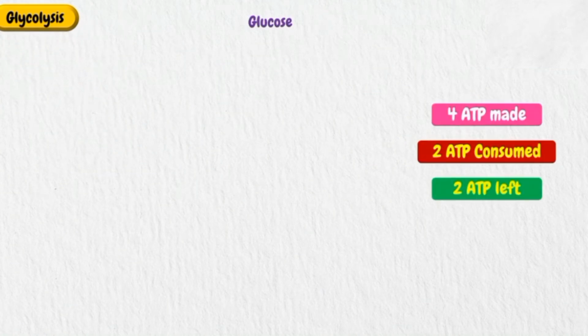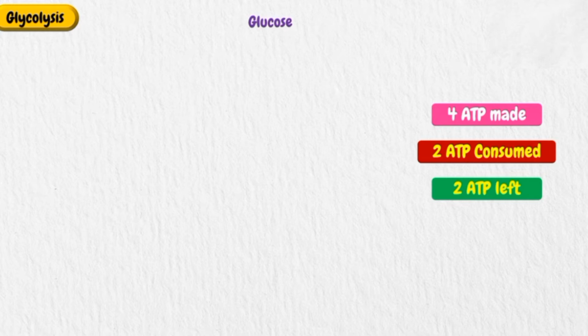Substrate-level phosphorylation in glycolysis produces ATP. The total number of ATP produced in glycolysis is 4 from 1 glucose molecule. 2 molecules of ATP are utilized in the first half of glycolysis, so there is a net gain of 2 ATP molecules in glycolysis.